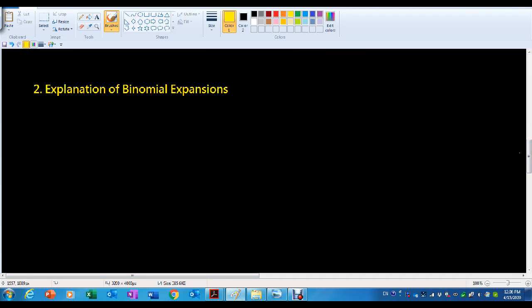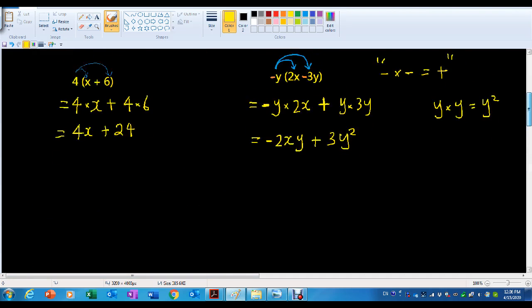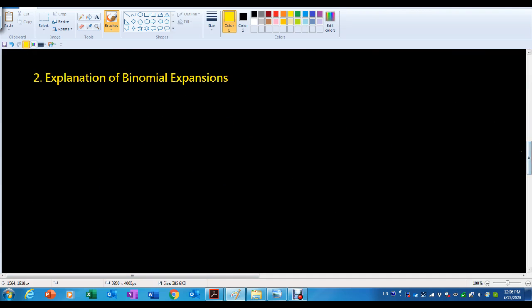If you are okay with the previous section, then we are going to do an explanation of binomial expansions. Okay, we need to explain that. How do we do binomial expansions? First, let's think about if we are not using polynomials, we're using numbers, what are we going to do?